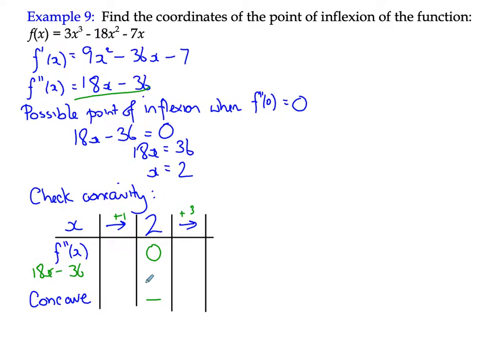But what about the other ones? When x is 1, using 18x minus 36, 18 minus 36 is negative 18, so our second derivative value is negative, which is concave down. It means the rate of change of the gradient is falling. It's going from positive values through 0 to a negative value: concave down. And if x is 3 and we substitute that into 18x minus 36, we get a positive value, and therefore it's concave up.